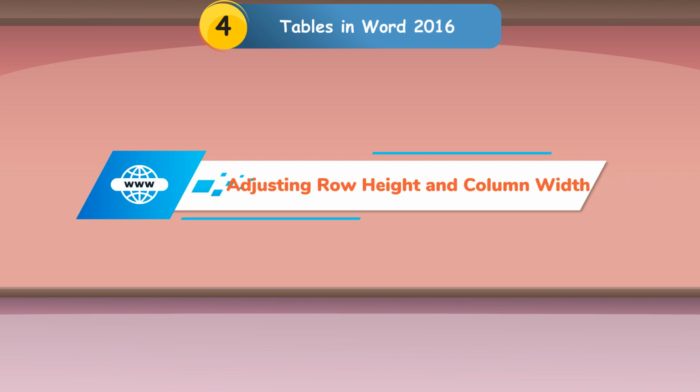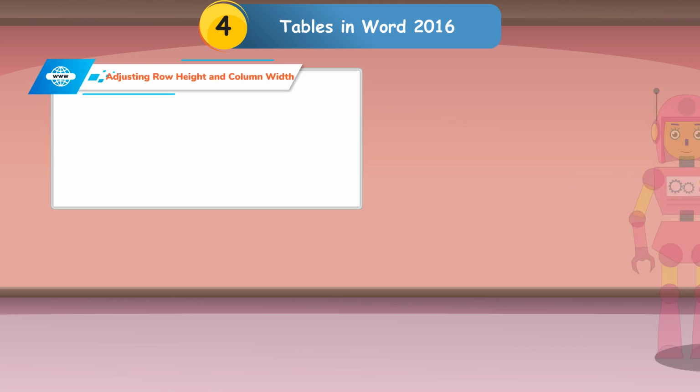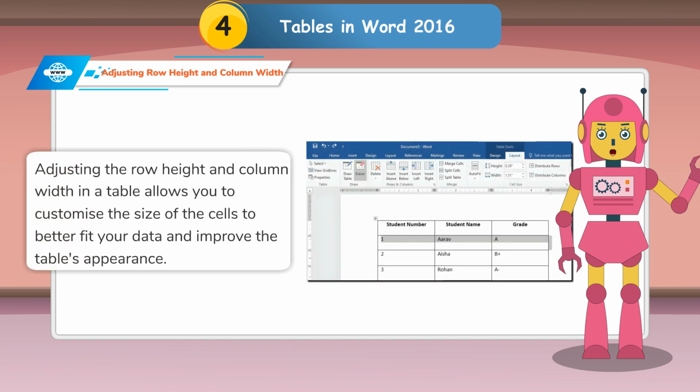Adjusting row height and column width. Adjusting the row height and column width in a table allows you to customize the size of the cells to better fit your data and improve the table's appearance.